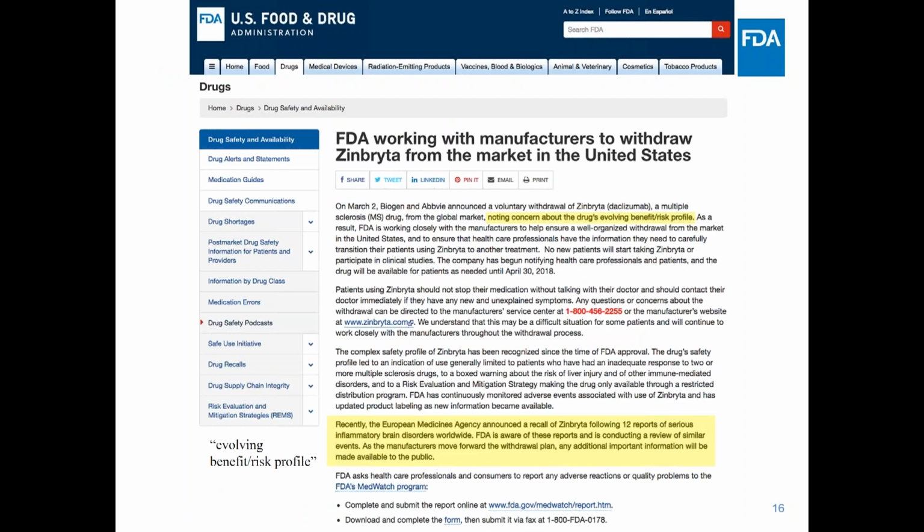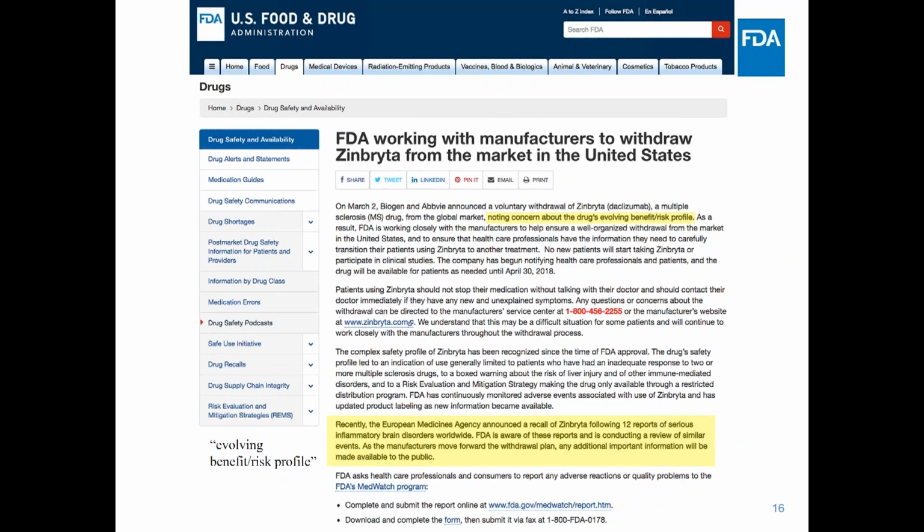And so basically, as the product was used, there was an evolving benefit risk profile. And I think we need to remember that at the time of approval, there are a minimum number of patients treated. Once it gets out into widespread clinical practice, it goes into many more people, and one can start seeing a different picture of adverse events. And so, again, the emphasis really is important to think about post-marketing.